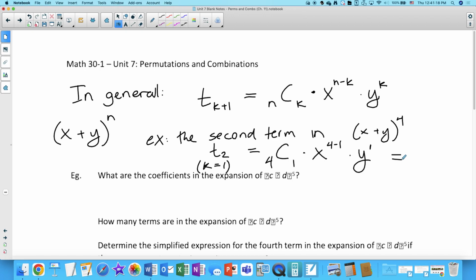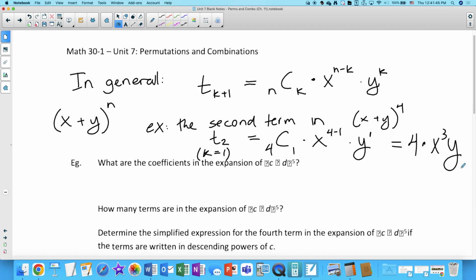Now, 4 choose 1 is 4. x to the 4 minus 1 is x cubed. y to the 1 is y. And so we have a way actually of getting whatever term we want in a specific binomial expansion. Okay, now we're going to do a lot of practice on this. But as I said, this is quite handy because it means that we don't have to start from scratch in terms of doing binomial expansions, right?